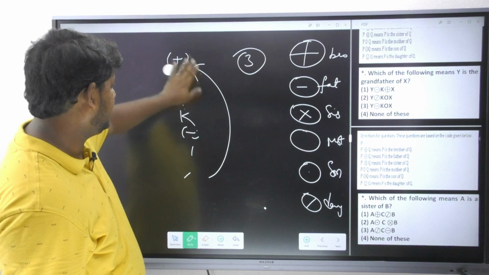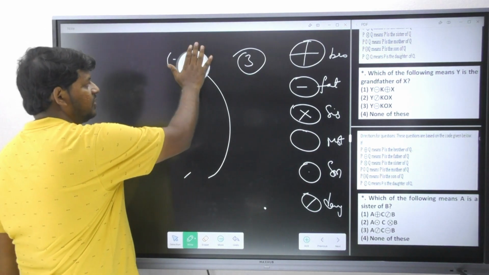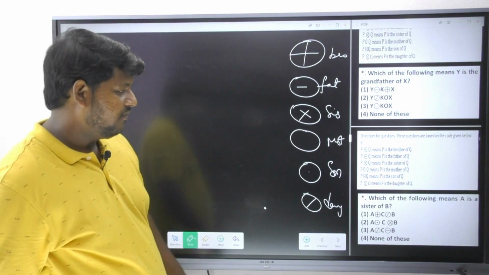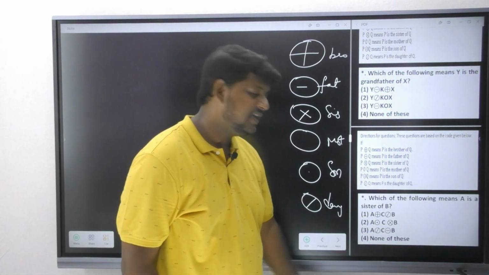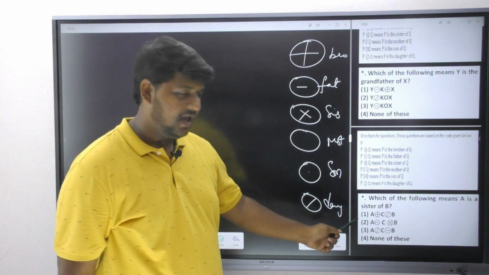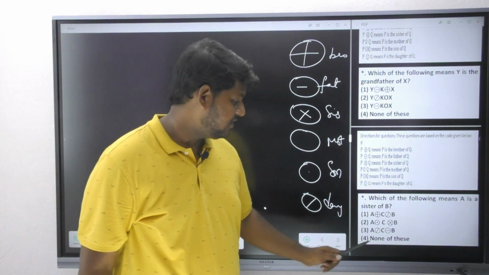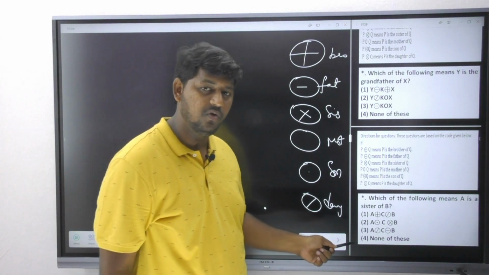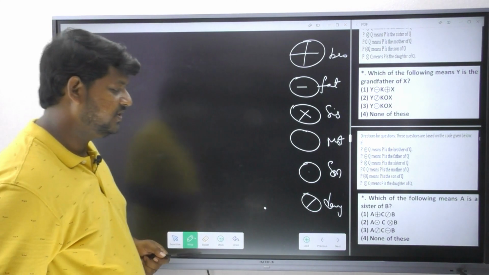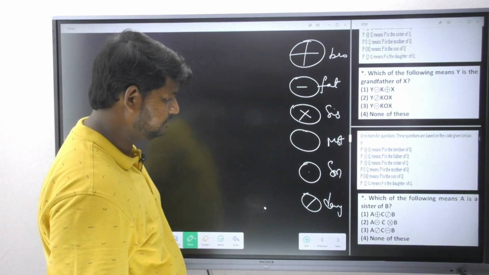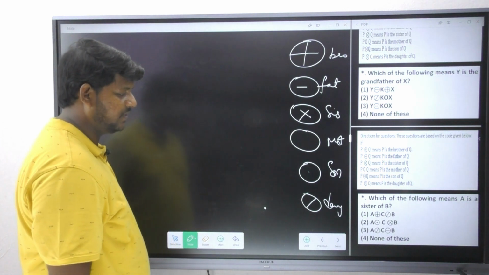What is it saying? Again, we are going to find out an answer through symbols. Correct. Which of the following means A is the sister of B? A should become a sister of B. Again, you have to draw each and every option, which is not possible in your examination. So it is better you go from the backwards. Let us go with the option number 3. 4 is definitely none of this.